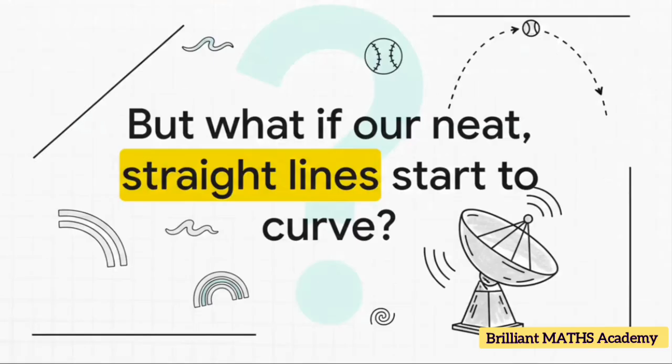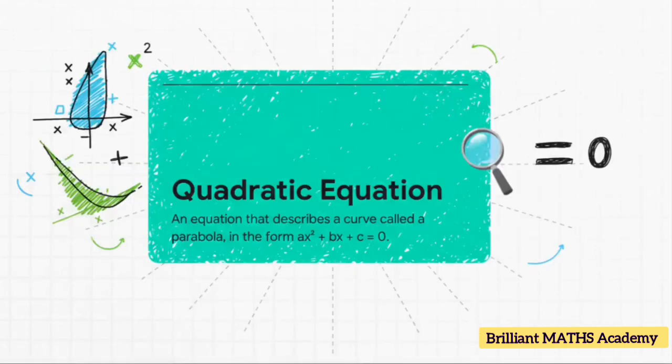Straight lines are great and all, but let's be real, the world is full of curves. Think about the arc of a basketball shot, or the shape of a satellite dish. How does our blueprint handle those? Well, for that, we use something called a quadratic equation. Anytime you see that little x squared term, you know you're not dealing with a straight line anymore. Nope, you're dealing with a smooth, symmetrical curve we call a parabola.